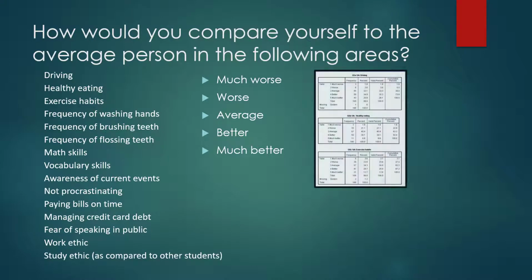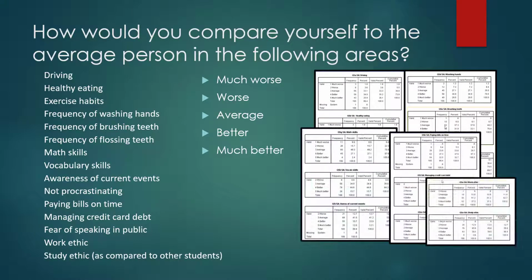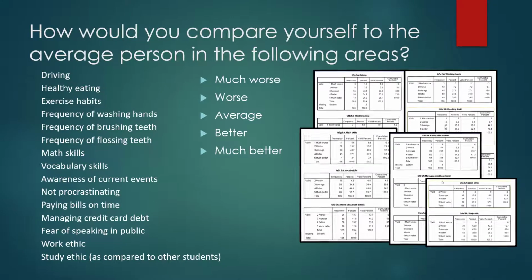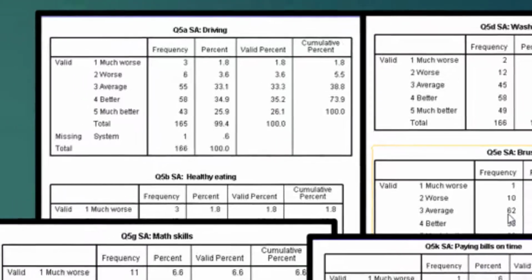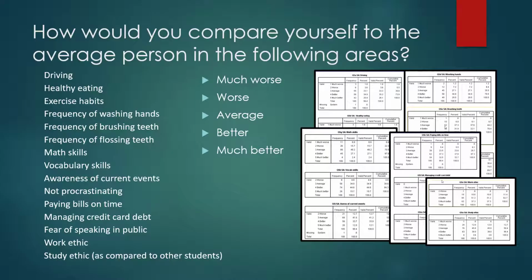You run frequency tables for each variable. You could show and discuss each item separately, writing something like, on the topic of driving, 26% classified themselves as much better than average drivers, with 35% saying they were better and 33% reporting they were average. Just 4% acknowledged that they were worse than average drivers, and only 2% admitted their driving skills were much worse than average. Multiply that by 15 items, and you'll likely have your reader snoozing in no time.